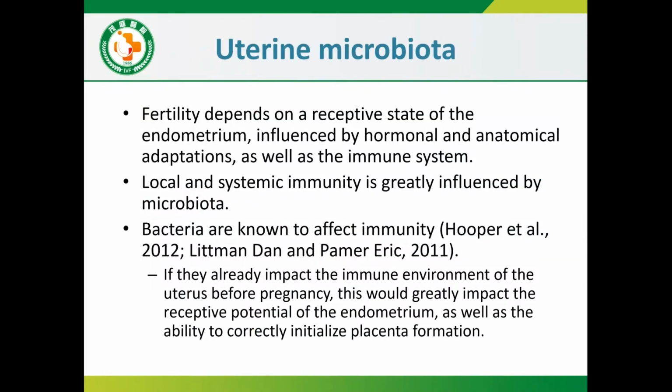Not only the implantation window, but also the uterine microbiota affect the embryo and endometrial crosstalk. Fertility depends on the receptive state of the endometrium, influenced by hormone and anatomical adaptation, as well as the immune system. Local and systemic immunity is greatly influenced by microbiota. Bacteria are known to affect immunity. If they already impact the immune environment of the uterus before pregnancy, this would greatly impact the receptive potential of the endometrium, as well as the ability to correct initial placenta formation.